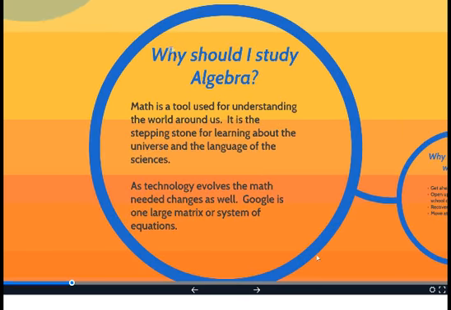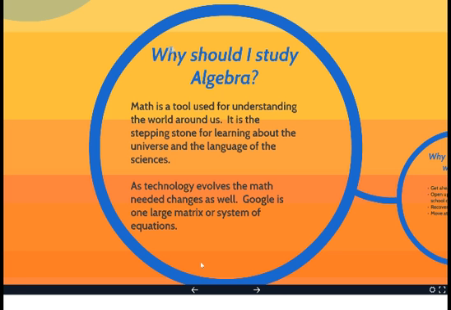So why should you study algebra? Basically, any math is just a tool for understanding everything around us, really important in sciences, technologies, anything that we do today, believe it or not, for the most part, has math somewhat involved, whether it's a practical application, a business application, technological application, or other applications. And the deal is this, as technology continues to evolve, math needs to evolve with it, and we need people who understand the math in order to create the technology or to edit the technology or make that technology better.